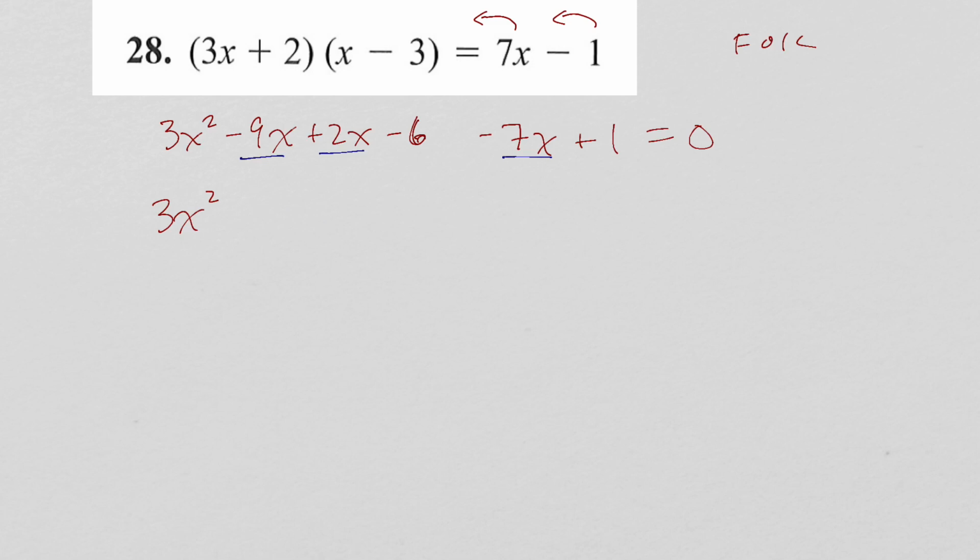So I have negative 9, positive 2, and negative 7 give me negative 14x. And then I have negative 6 and positive 1 gives me a negative 5 equals 0. So if you use slide, divide, slide, you'd slide this over and get negative 15. I'm looking for factors of negative 15 that give me negative 14. So negative 15 and positive 1.